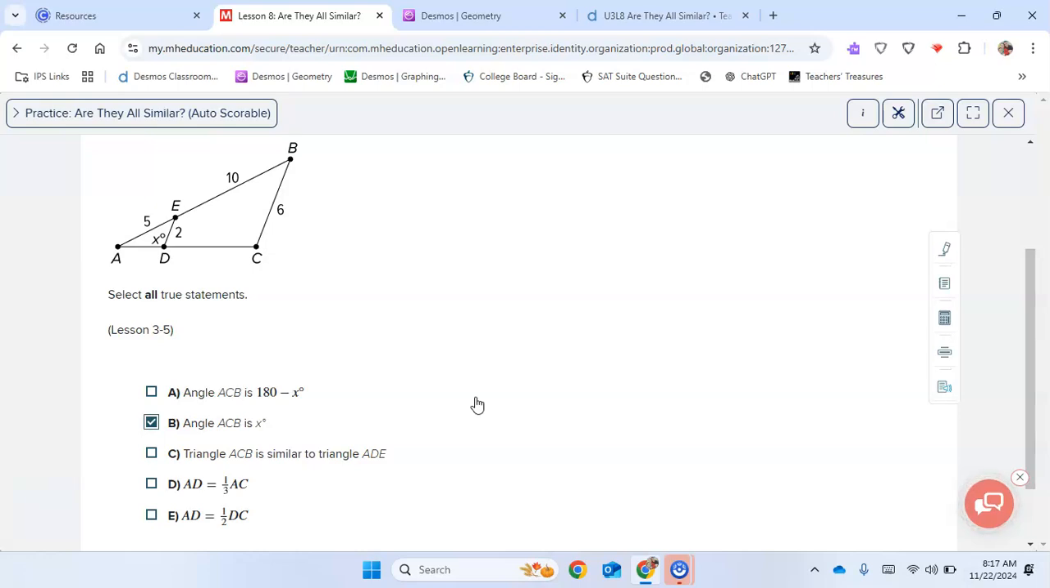Triangle ACB is similar to triangle ADE. Yes, their angles are congruent, and their corresponding sides are proportional. That is true. AD equals 1/3 AC. Yes, 2 is 1/3 of 6, right? 2/6 is 1/3. And then finally, AD equals 1/2 DC. Yes, AD is 1/2 of DC, as AE, which is 5, is 1/2 of EB, which is 10.